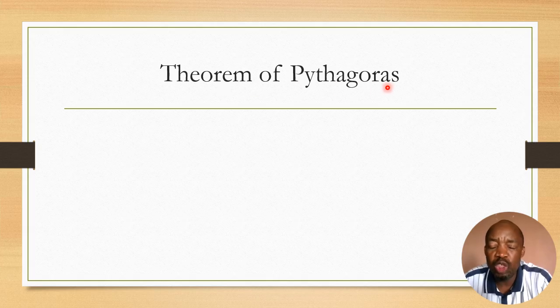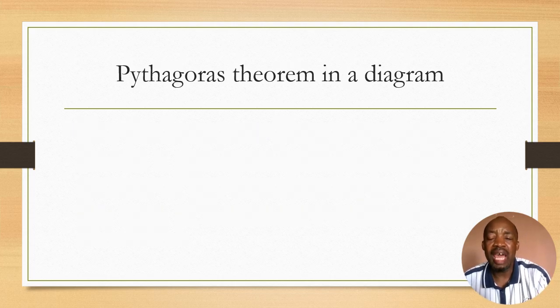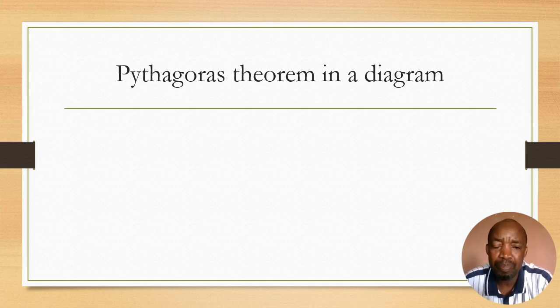Now, let's deal with the theorem of Pythagoras. What does this theorem tell us? The theorem of Pythagoras states that in a right-angled triangle, folks, be careful, only in a right-angled triangle, not any other triangle, the square of the hypotenuse is equal to the sum of the squares of the other two sides. I will explain this thoroughly later on. Now, let us look at the theorem of Pythagoras in a diagram.